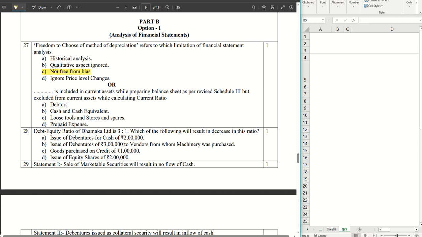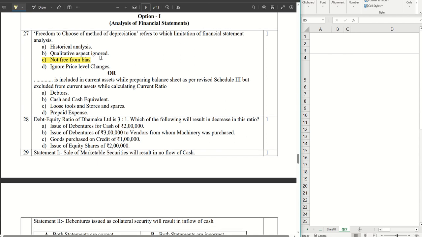There may be a bias there because the owner, the businessman, might choose a method which can show a higher profit, or if he chooses a method which will increase the depreciation amount every year, then that will in turn reduce the profit. So that will have some biasness involved, right? So that is the limitation in the choice of method of depreciation.